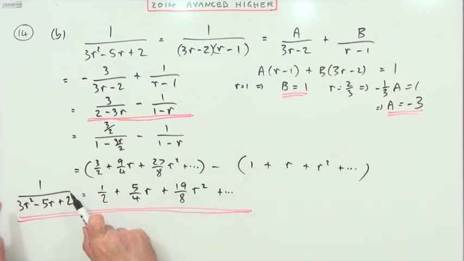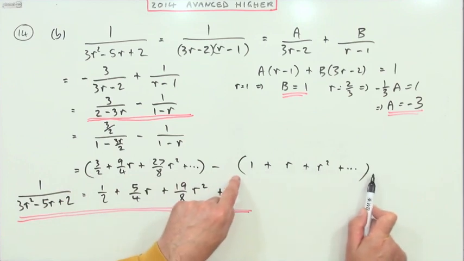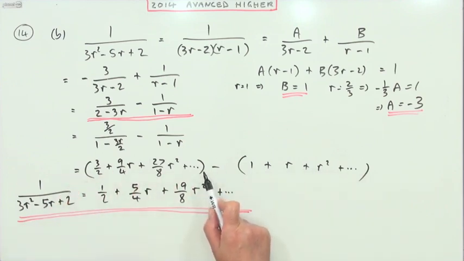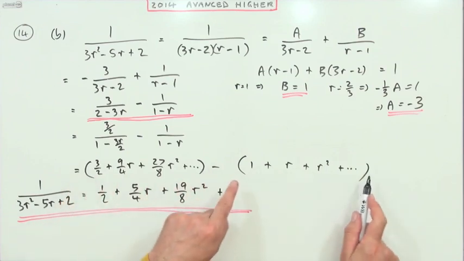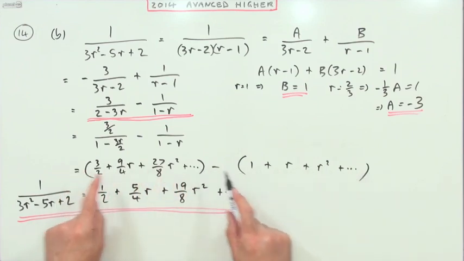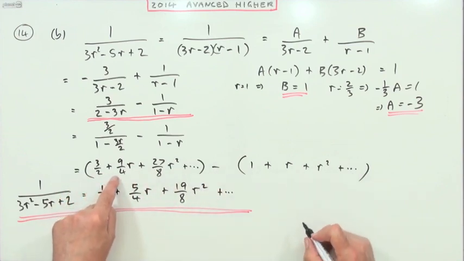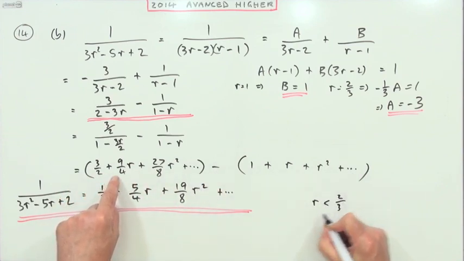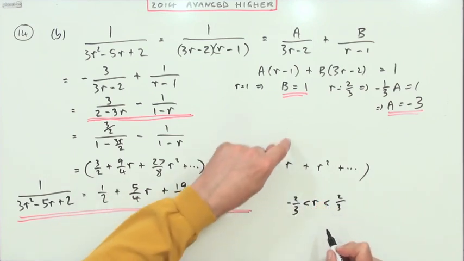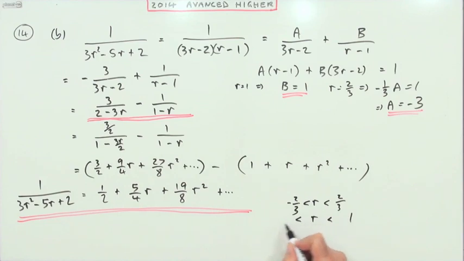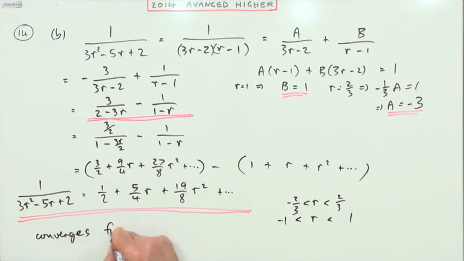if this series is to converge, both of those would have to converge, which means that the convergence would have to apply to both of them, so you should be looking for the values of r that makes both of them converge. Now this one converged for r less than 2/3 and greater than negative 2/3. This one converged for r less than 1 and greater than negative 1. The only values of r that satisfy them both is r less than 2/3 and greater than negative 2/3. So we'll put that down. Converges for r less than 2/3 and greater than negative 2/3.